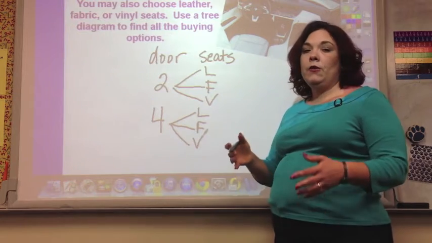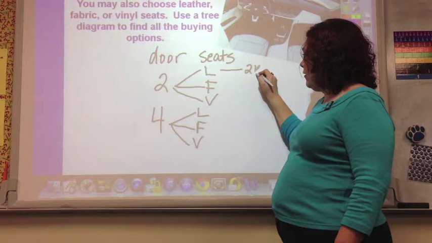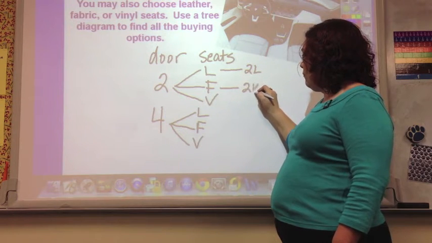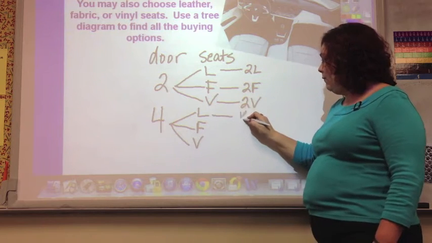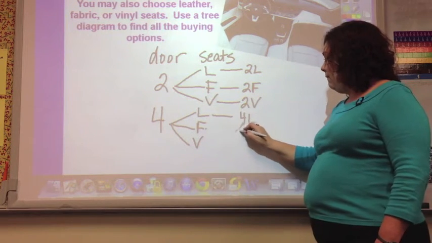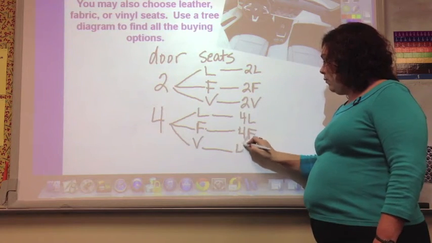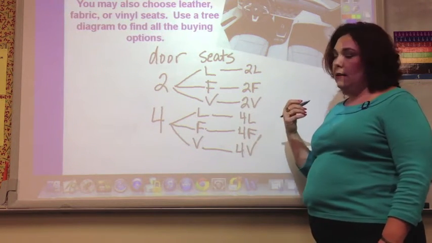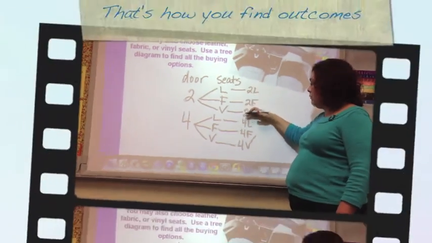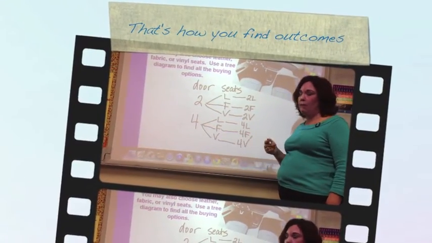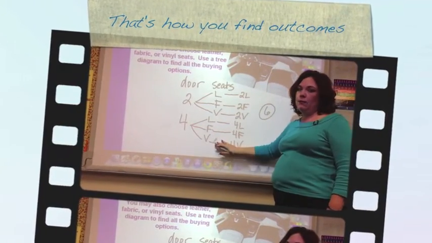Then you want to go over and list all your options. So I can do a 2-door leather, a 2-door fabric, a 2-door vinyl. I can do a 4-door leather, 4-door fabric, and 4-door vinyl. So it's asking me how many buying options. I have 1, 2, 3, 4, 5, 6 buying options. So my answer is 6, and I've proven it.